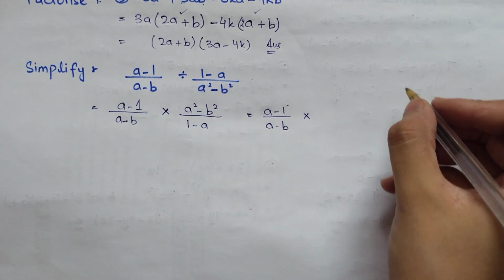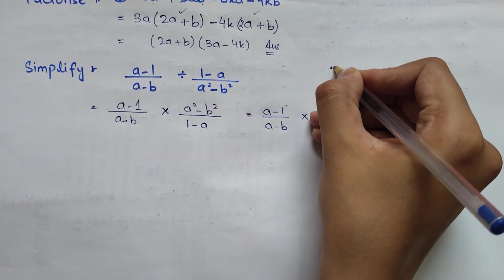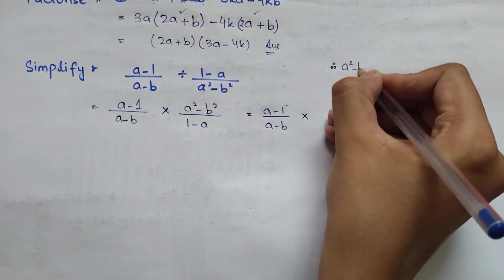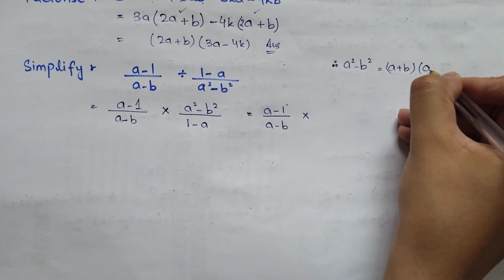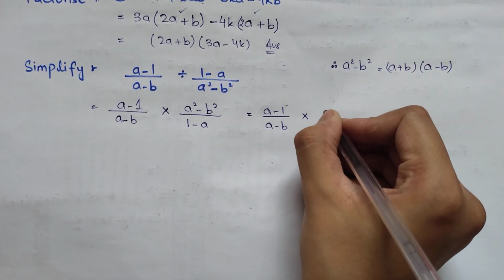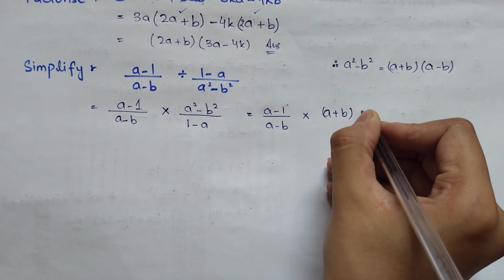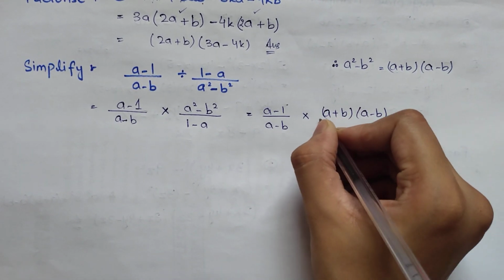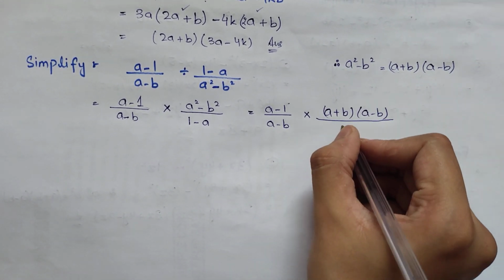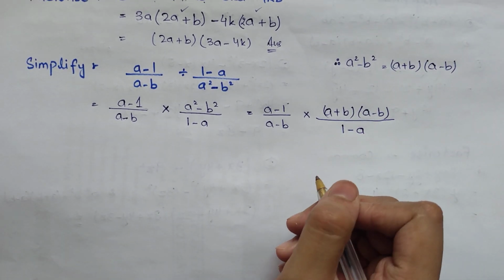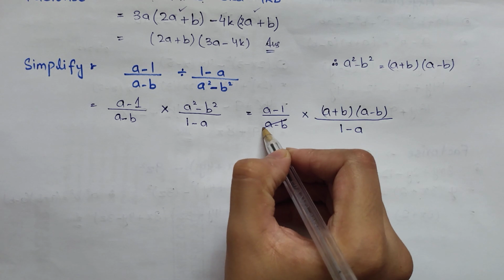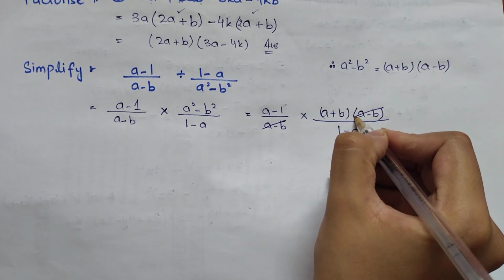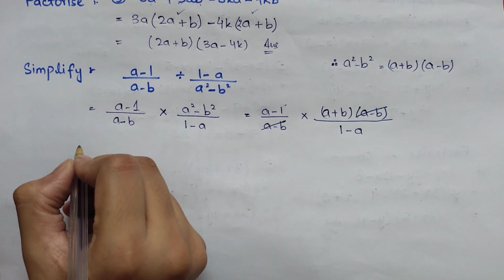Okay, next step, what we will see is a minus 1 over a minus b multiply by a square minus b square. It's your formula, and we know a square minus b square is equal to a plus b into a minus b. So I'm writing it a plus b into a minus b. Here I open the formula over 1 minus a as it is. The next step, a minus b is in the denominator and it is in the numerator, so we can cut them both.